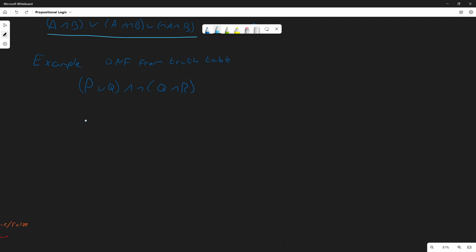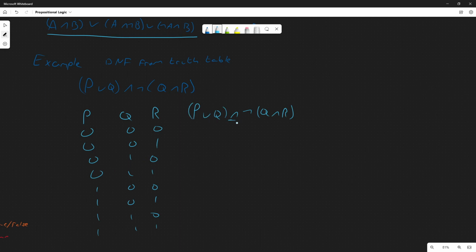Well, first off, we want to draw the truth table. So we have a P, Q, R. We have going to be 8 total rows because 2 to the 3, and we draw them all out like so. Very neat. And then we can draw out our truth table. So it is P or Q, and not (Q and R), like so.